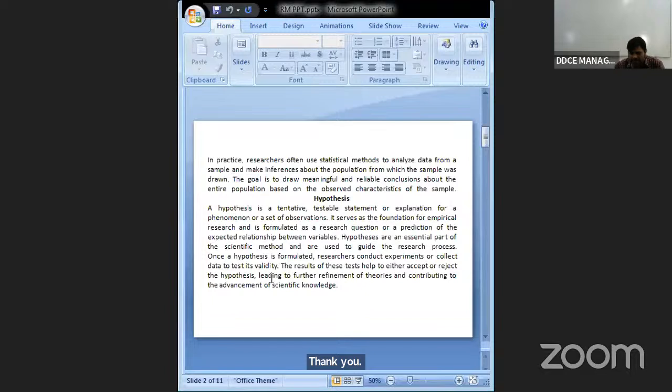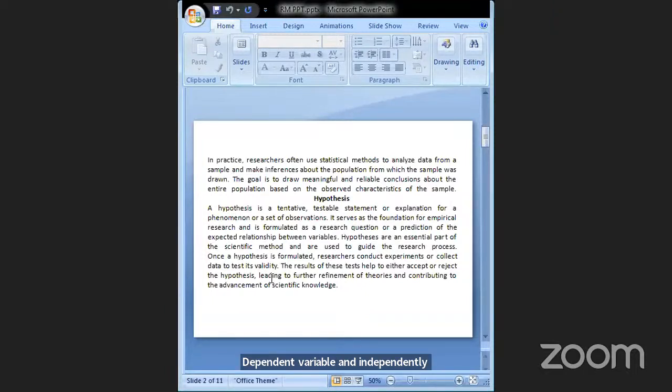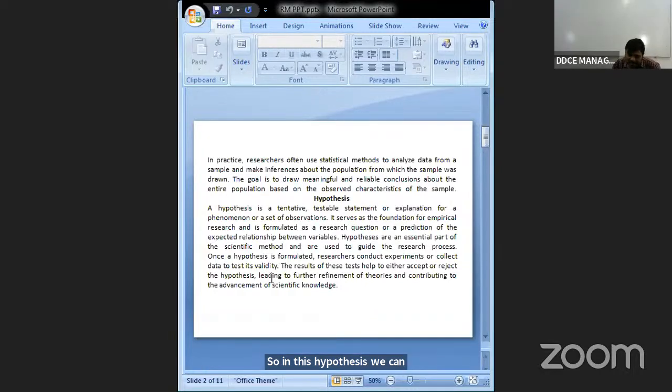There may be more than one independent variable. So in a hypothesis, we can define two variables: independent and dependent. Hypotheses are of two types: null hypothesis and alternate hypothesis. The null hypothesis is an already existing statement, and it always says there is no difference, there is always similarity. An alternate hypothesis opposes the null hypothesis.